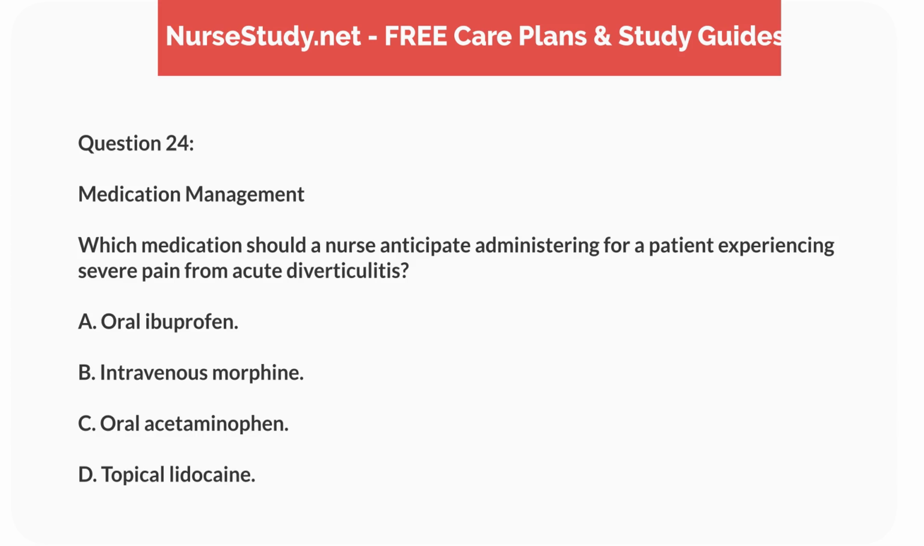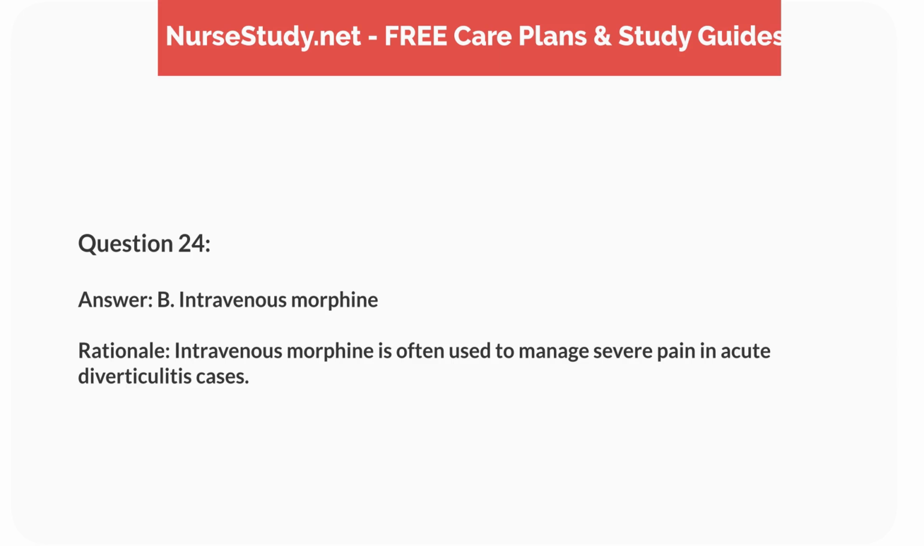Question 24. Medication management. Which medication should a nurse anticipate administering for a patient experiencing severe pain from acute diverticulitis? A. Oral ibuprofen. B. Intravenous morphine. C. Oral acetaminophen. D. Topical lidocaine. Answer: B. Intravenous morphine. Rationale: intravenous morphine is often used to manage severe pain in acute diverticulitis cases.